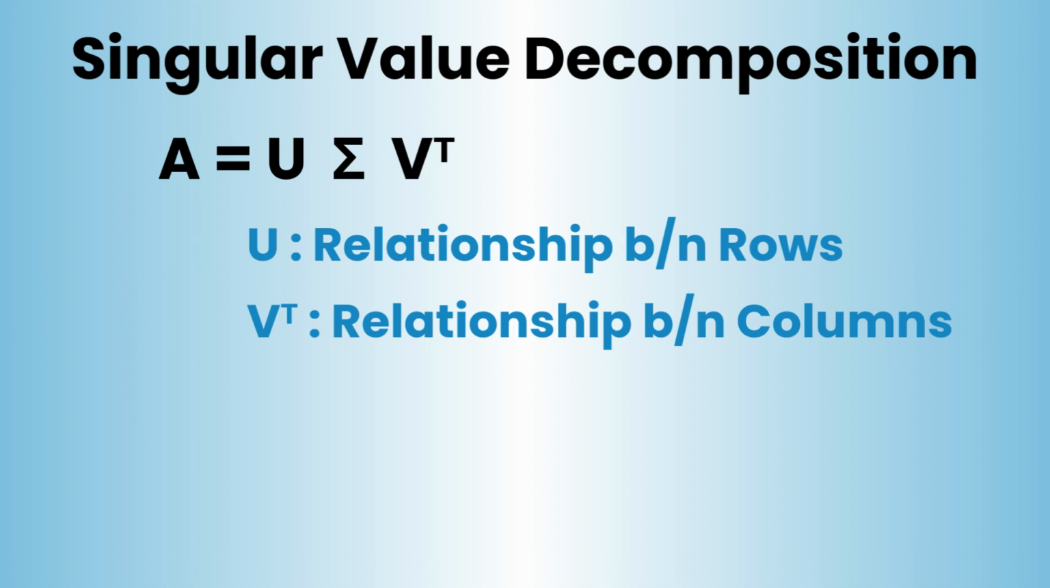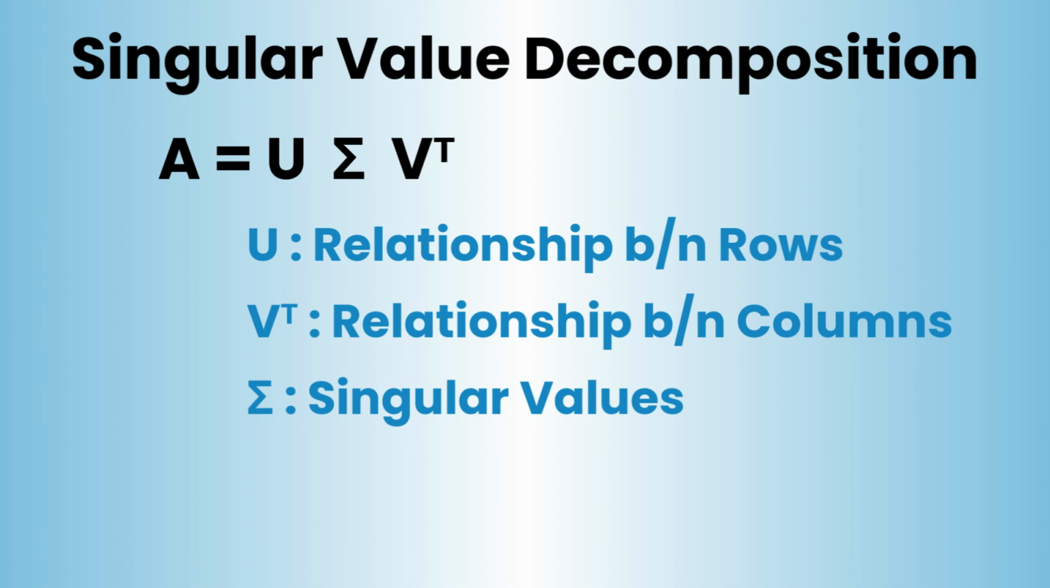And matrix sigma represents the singular values. This is the most important part. It is a diagonal matrix in the middle. It tells us the strength or importance of each pattern found in U and V. Whether the patterns we found are strong signals or just noise, sigma gives us the answer.